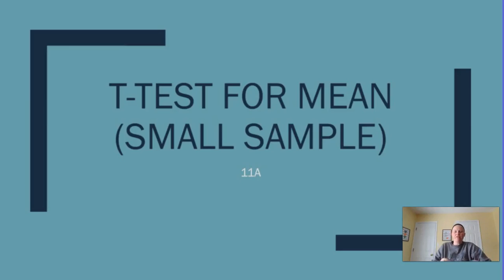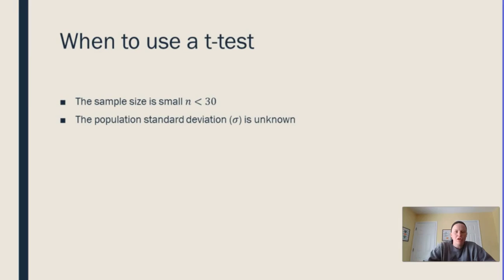All right, lesson 11A. We're going to look at hypothesis testing when we have small samples, which means we have to use a t-test. So if you remember from our confidence intervals, the times when we use a t-test are when the sample size is small, which means less than 30. So if n is less than 30, and the population standard deviation is unknown.